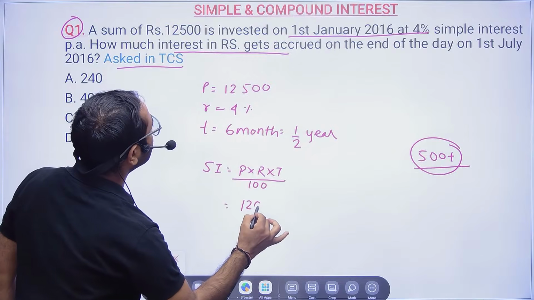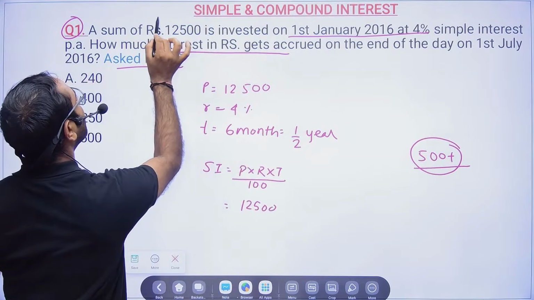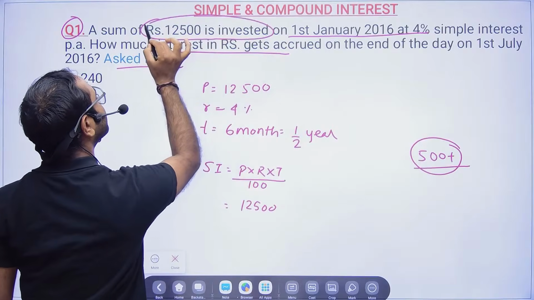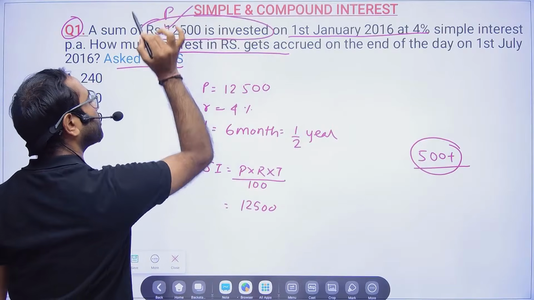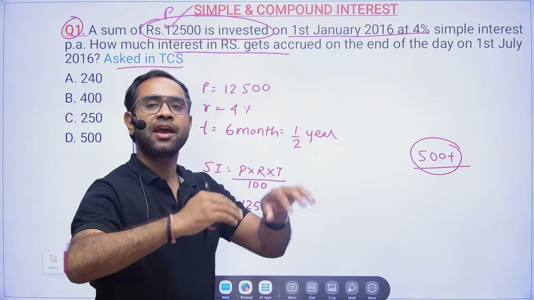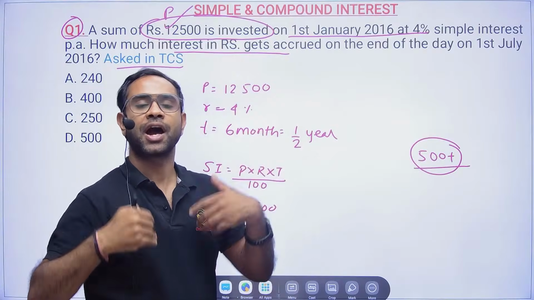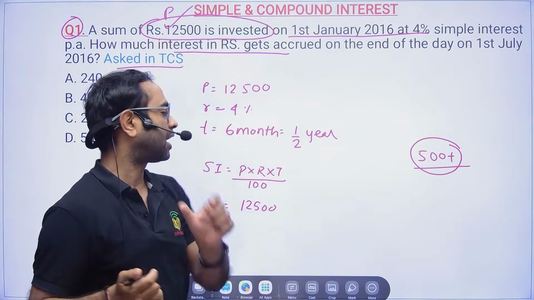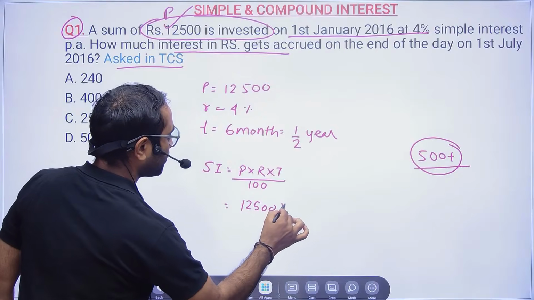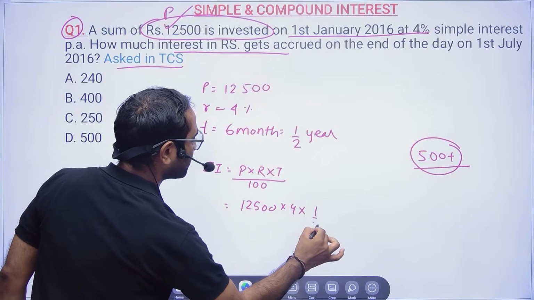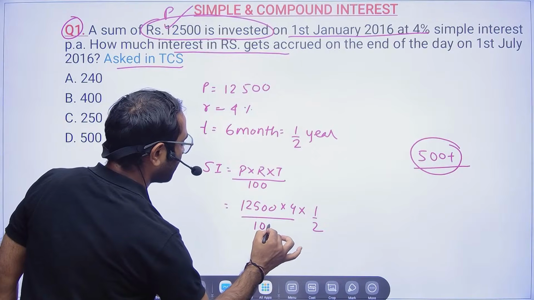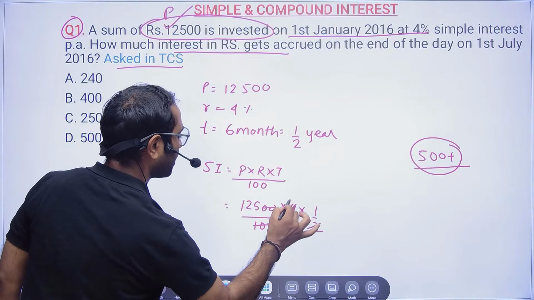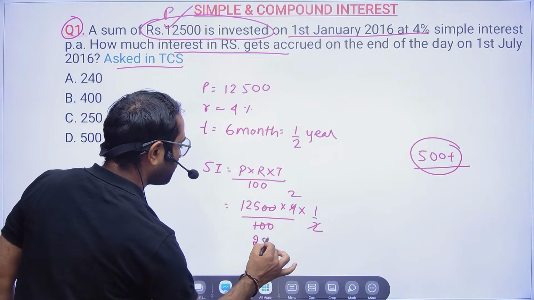So 12,500. See, a sum of 12,500 is invested. That is nothing but your principal. And if they say after 3 years you got this much, after 2 years you got this much, that is nothing but your amount. Now your rate is 4%. Time is 1 by 2, and then divide by 100. This and this cancel. 2 2s are 125 into 2 will be 250.